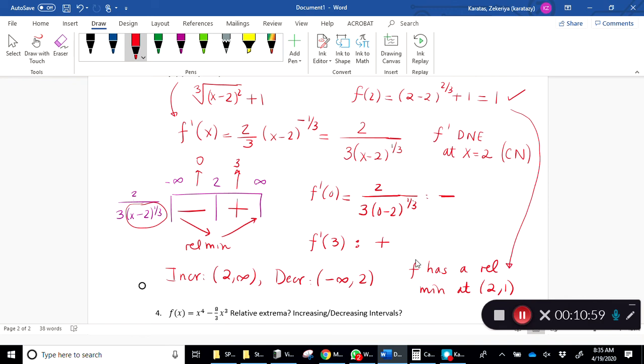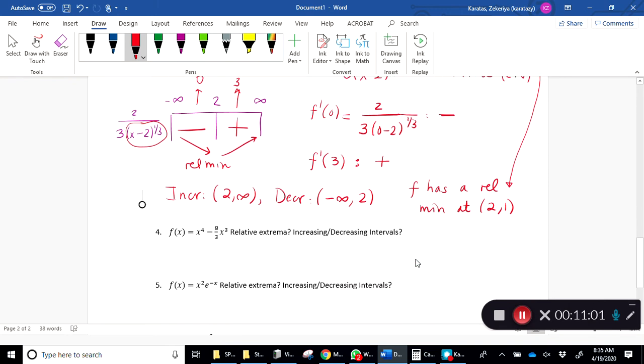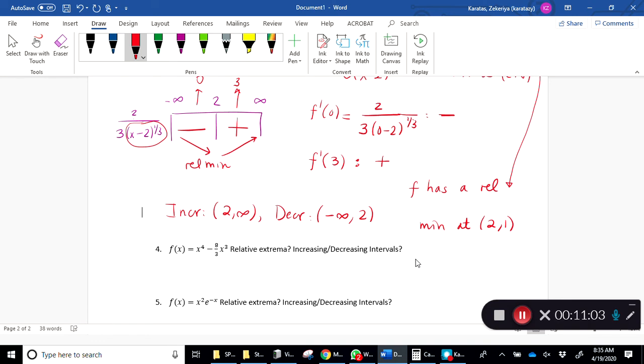And really, folks, if you take a look at the graph of this function, the graph will look like this.